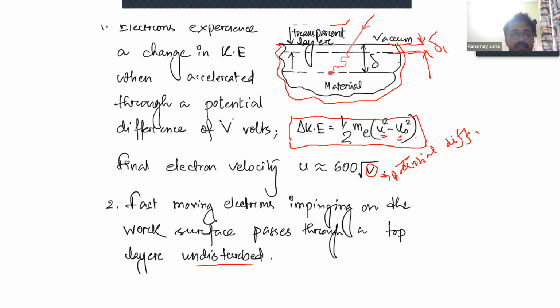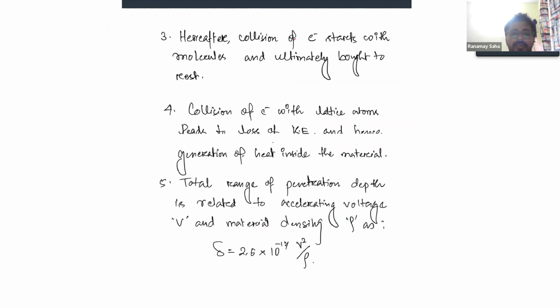After that, the electrons start colliding with the molecules inside the material, and ultimately they are brought to rest. The collision of these electrons with the lattice atoms leads to loss of kinetic energy and hence generation of heat inside the material. So that's why electron beam machining is also called a thermal process.